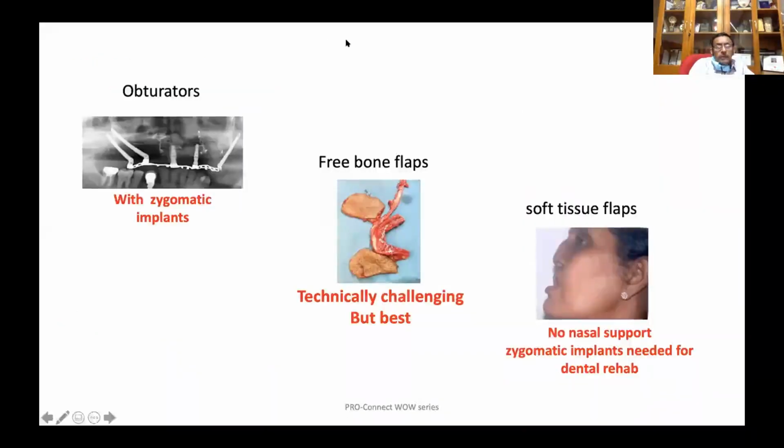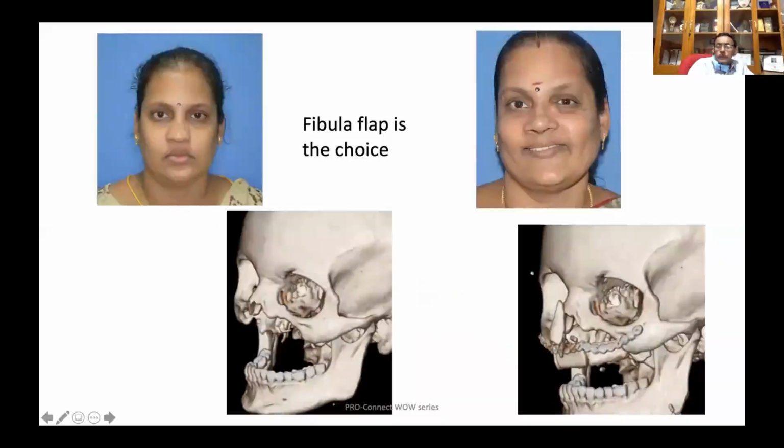Zygomatic implants with the obturator is one option available. Free bone flaps or soft tissue alone is difficult, as it is hard to give an aesthetically pleasing result because of lack of support of the nose, as well as difficulty in putting dentures. So I would say at present, for a bilateral defect, the fibula flap is the flap of choice, which can provide the support as well as oronasal separation.